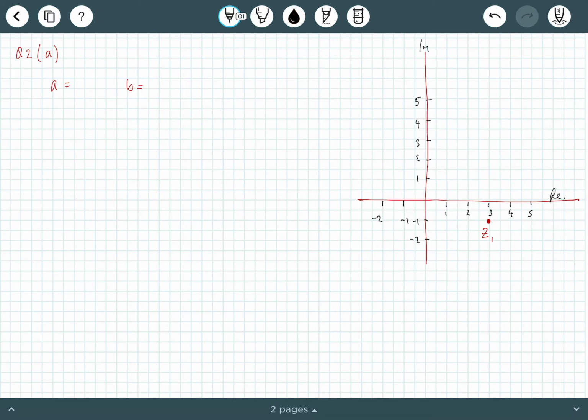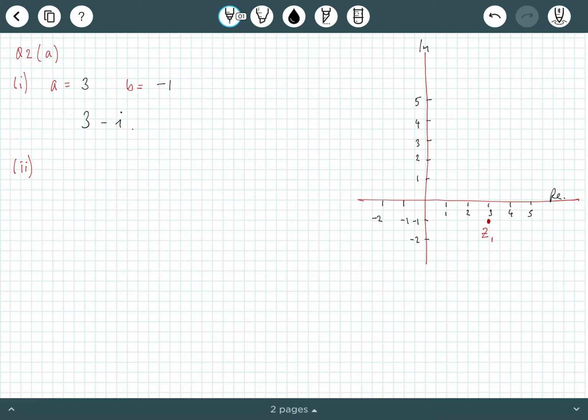So a, obviously your real part, is 3, and b, which is your imaginary part, is minus 1. So if you put that in the complex form, it would be 3 minus i. That's what it would look like. Now part 2. That was part 1.